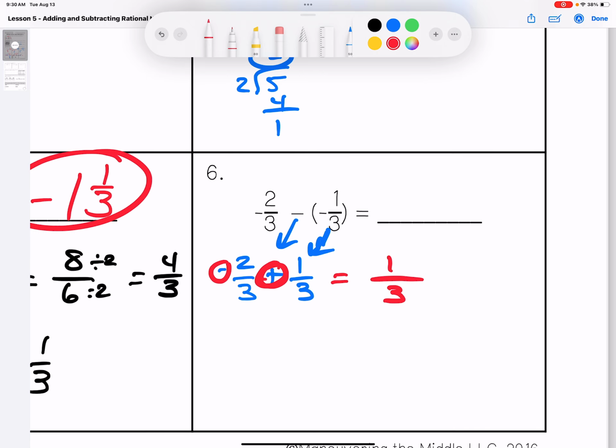Is it negative or positive? How do I know, Coach? Well, in the green, right? Oops, that's not what I meant to circle. Which number is further from 0? The 2, and it is negative, so the answer is negative 1/3. All right.